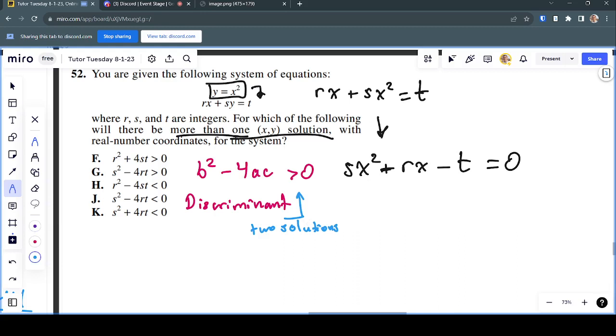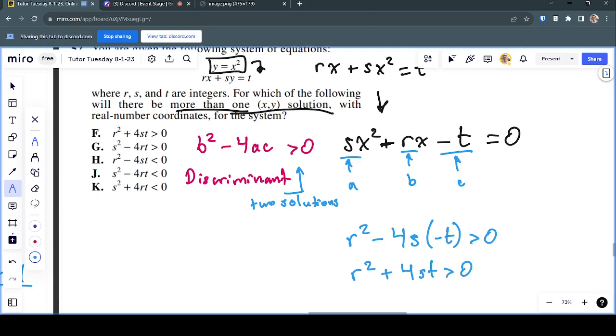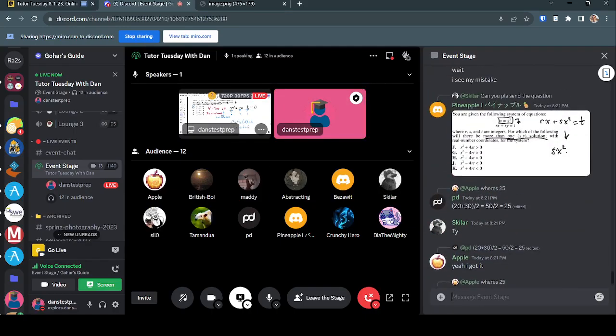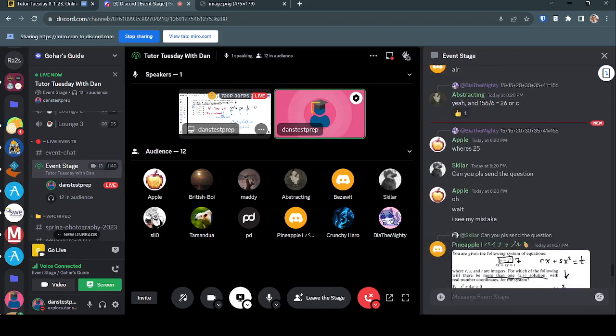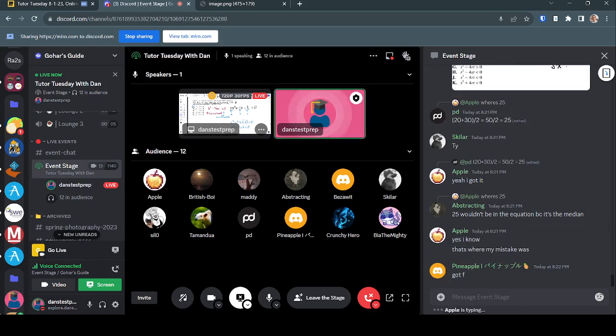So if I apply that discriminant formula, taking my a, b, and c coefficients here, and plug them into the formula, I'll get r squared minus 4s times negative t is greater than 0, or r squared plus 4st is greater than 0. That should be answer choice F. Questions on that one? F, yes, F is correct.